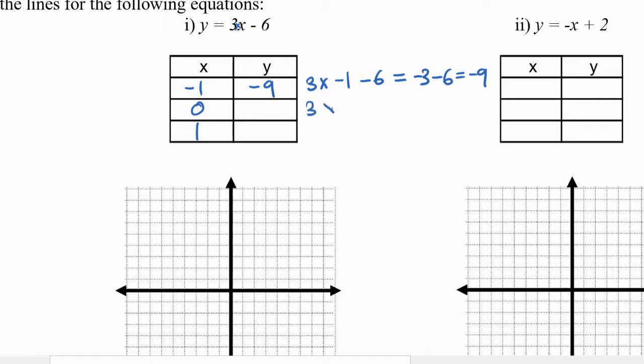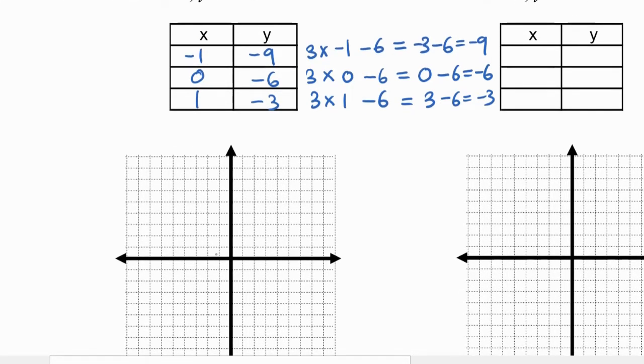And 3 times 0 minus 6. 3 times 0 is 0 minus 6, -6. 3 times 1 minus 6. So 3 times 1 is 3 minus 6, that is -3. So -1, -9, 0, -6, 1, -3.